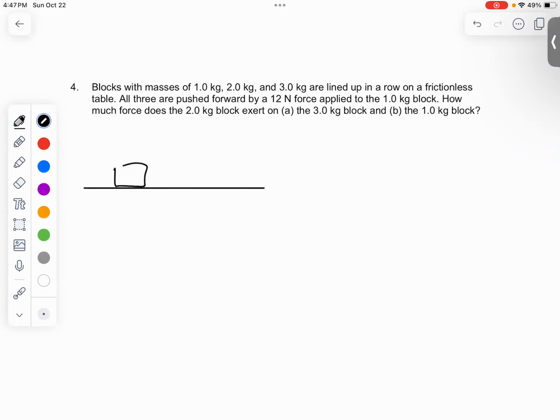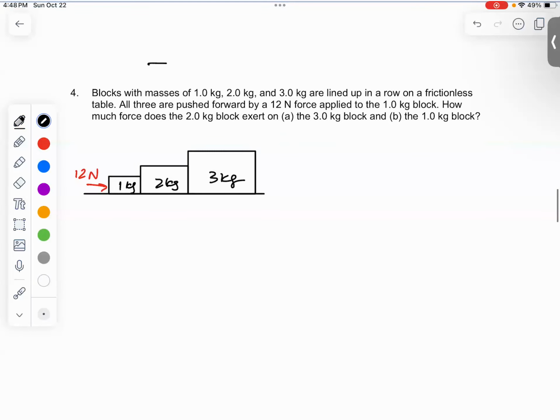Now, before we talk about any of the calculations here, I actually want to give you another question, but let me go ahead and draw this picture first. So you apply a force that's 12 newtons, 1 kilogram, 2 kilograms, and 3 kilograms, all right? Are we good with the picture?